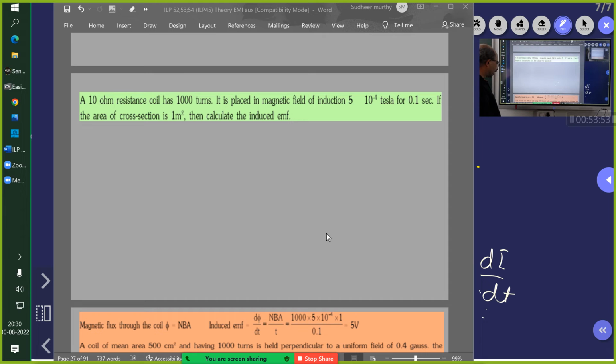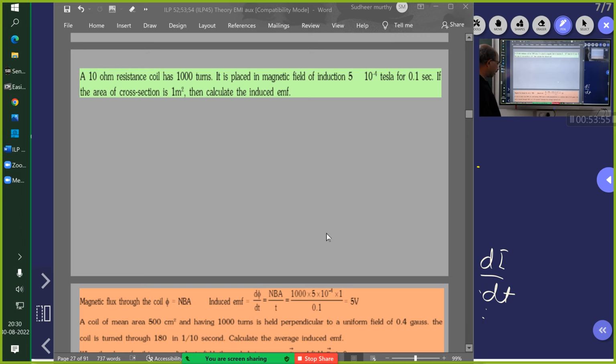Okay. Now I think I have mixed up one more problem here. After that, so 5 volts. See, we calculated that orally. Fine. After that, there is a problem. Sorry, I have not split the problem. Can you read the problem? A coil of mean area 500 centimeter square having 1000 turns is held perpendicular to a uniform field of 0.4 Gauss. The coil is turned through 180 degrees in 1/10 of a second. Calculate the average induced EMF.